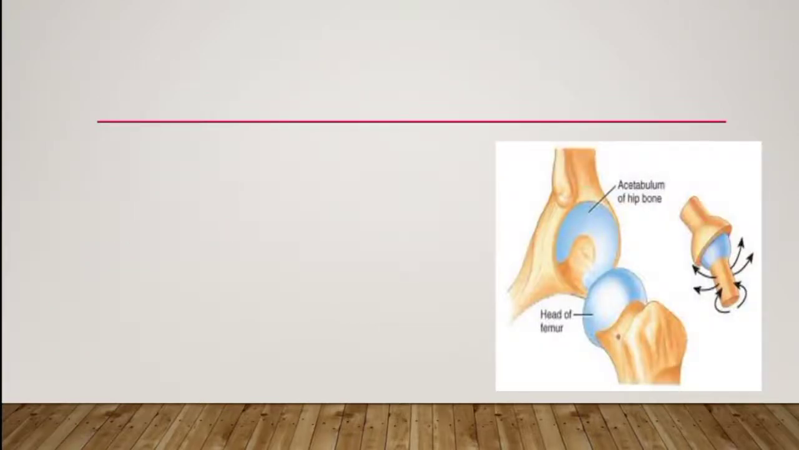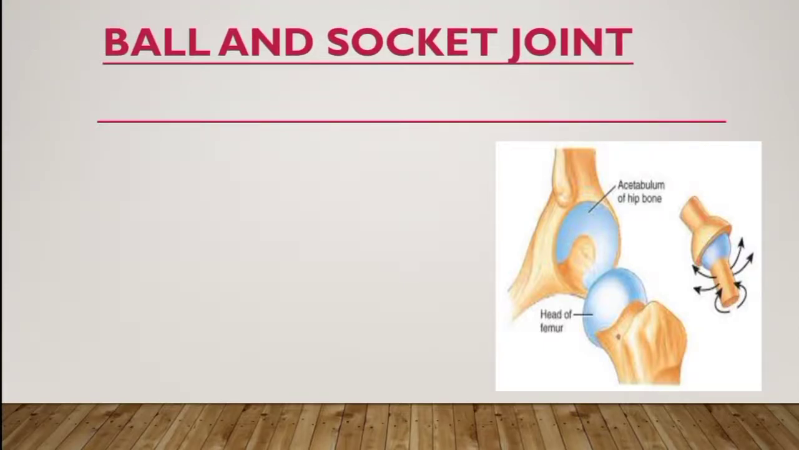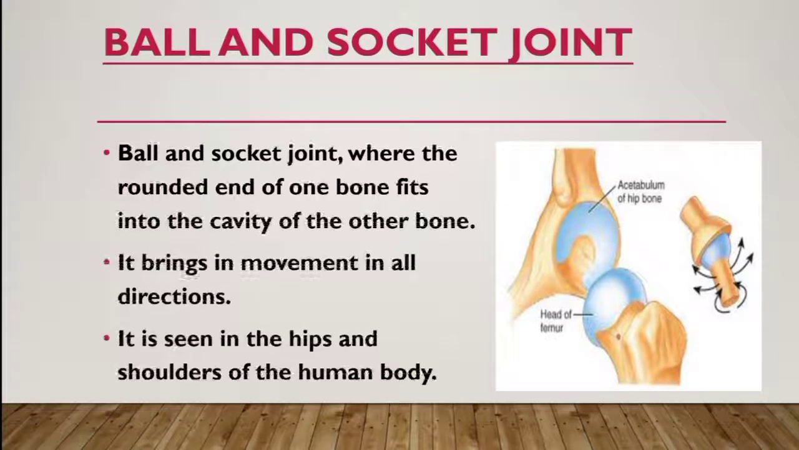Let's study about the types of movable joints. The first one is ball and socket joint. As you can see in the picture, one of the bones has a ball end and another one has a socket into which one end of the bone gets fitted. Ball and socket joints are those where the rounded end of one bone fits into the cavity of the other bone. It brings movement in all directions. It is seen in the hips and the shoulders of the human body.